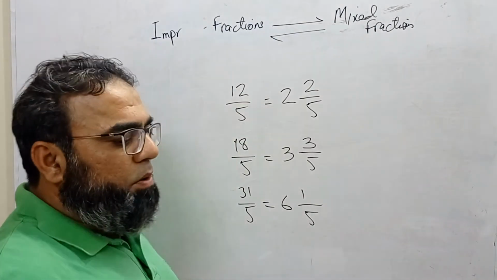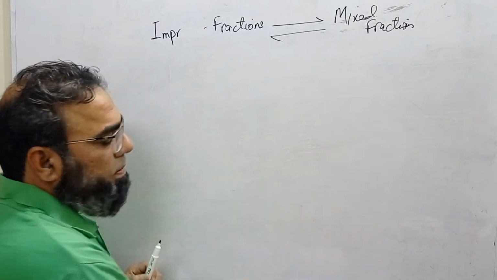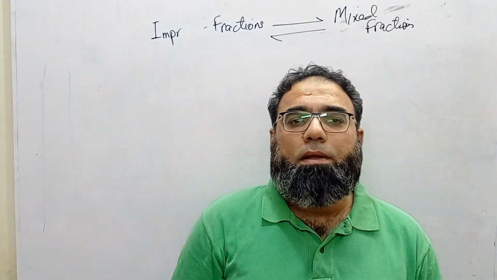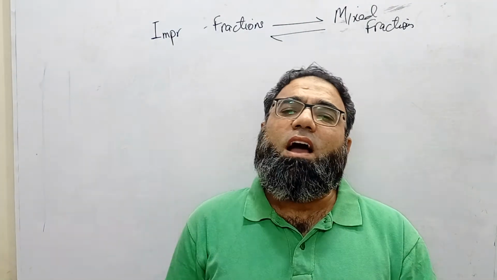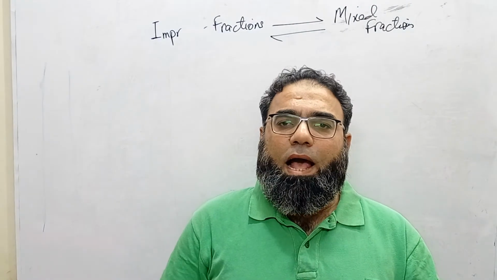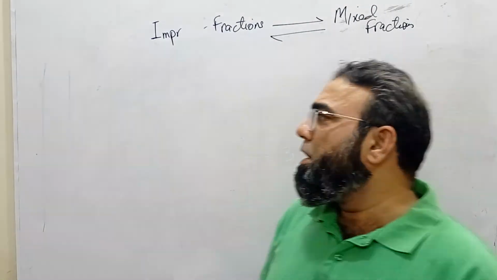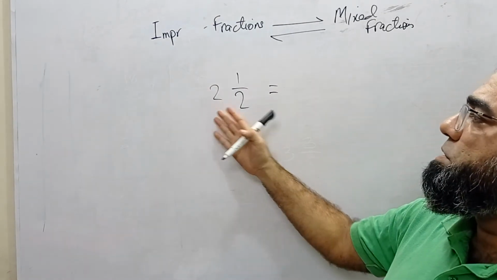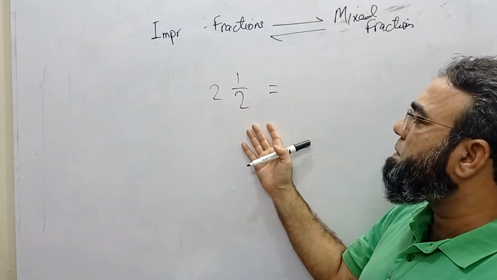Now I'll be telling you how to go back from the mixed fraction towards the improper fraction, because you must know that when you have to add, subtract, multiply, divide the fractions, ideally they should be written in the fraction form, either the proper fraction or the improper fraction. Now suppose you have 2 whole 1 over 2. Now this is a mixed fraction. We want to change that into an improper fraction, okay?